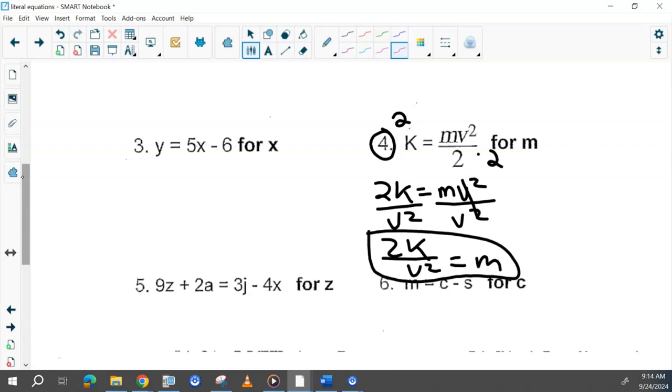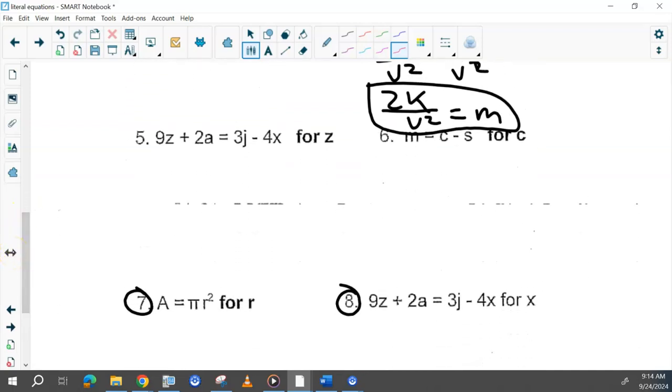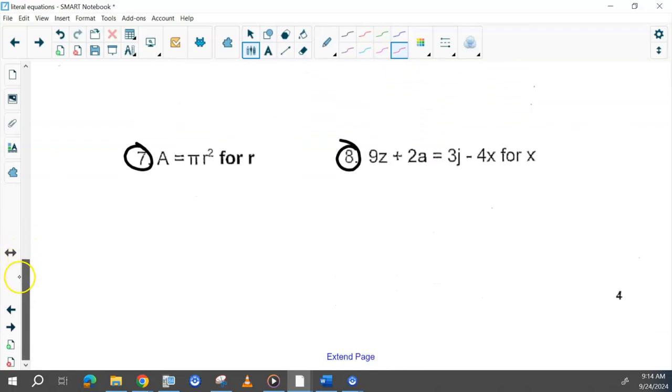If this problem asked us to solve for v instead of m, we would have divided by m, yes, but then we would have had to take the square root of both sides to undo the square. Okay, questions on that one? We'll do 7 next.